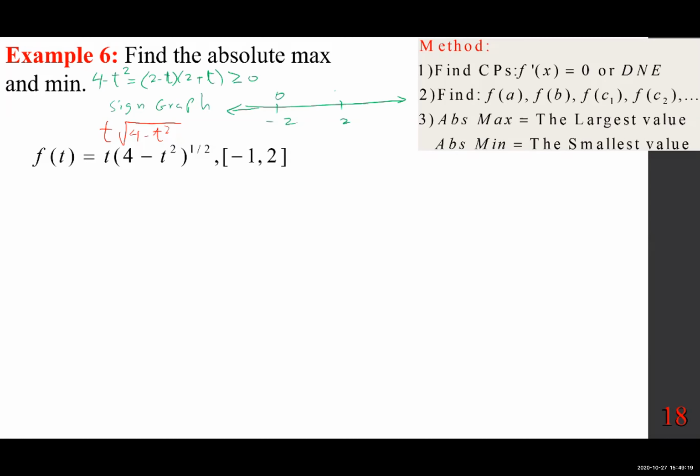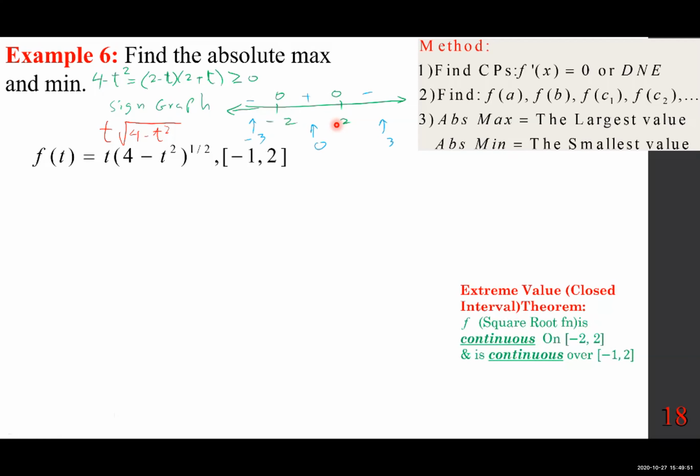The expression is 0 at negative 2 and 2. Then you pick a test point. The test points would be negative 3, 0, and 3. You plug into 4 minus t squared, or 2 minus t times 2 plus t, whatever is easier, and it gives you negative, positive, negative. Right away you realize that according to your sign graph, from negative 2 to 2 is your domain. So if the domain is from negative 2 to 2, the function is continuous there. It is also continuous from negative 1 to 2. I hope everybody is comfortable with that.